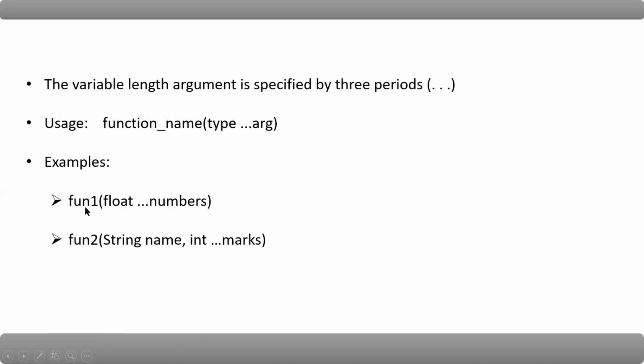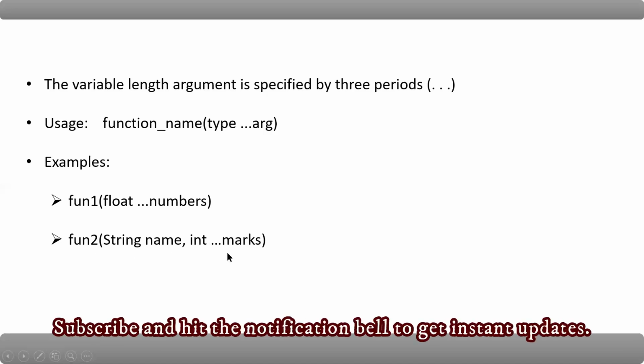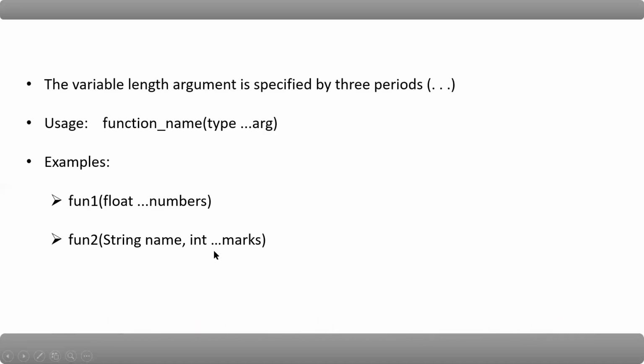Here I have two examples. The first one is fun1, which is taking variable length arguments of type float. Inside this fun1, we can use numbers as an array. In the second example, we have fun2 as a function which is taking a string as the first argument, and the second argument is marks, which is a variable length argument. We can also pass normal arguments with a variable length argument. But we have to pass the variable length argument as the last argument to the function. If you observe both cases, the variable length argument is the last argument.